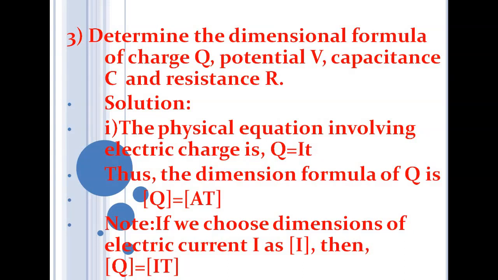But some authors prefer the dimension of the electric current as I. If we choose the dimension of the electric current as I, we get the dimensional formula for Q as IT. So be careful with multiple choice questions. If the option has A, you may write A as the dimensional formula for electric current. If the MCQ has an option with I, choose the dimensional formula for electric current as I. As per requirement, you may choose; both of them are correct.